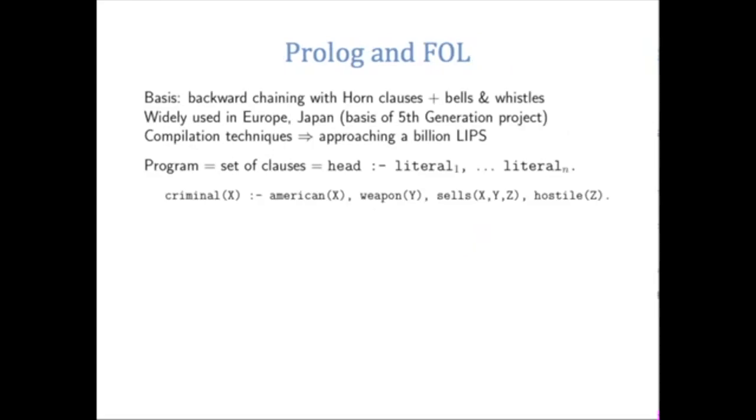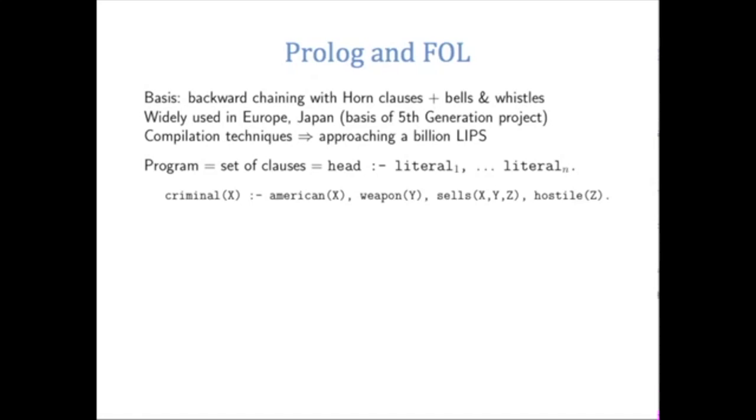So as we know, Prolog is a programming language that tries to produce a running version of first-order logic. It uses backward chaining with Horn clauses. That is, it has at most one positive literal and 0 or more negative literals, plus some stuff like arithmetic. It's widely used in Europe and Japan. It was the basis of a very famous artificial intelligence initiative called the Fifth Generation Project, and it's very efficient.